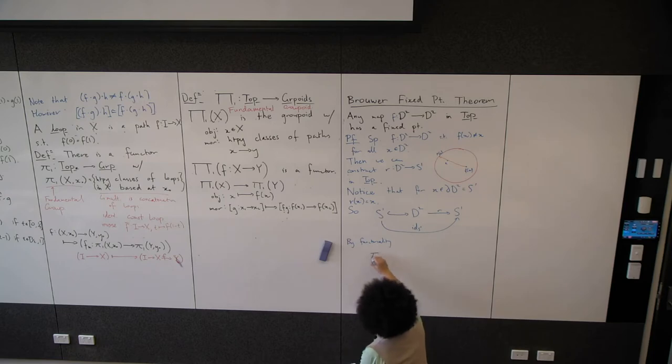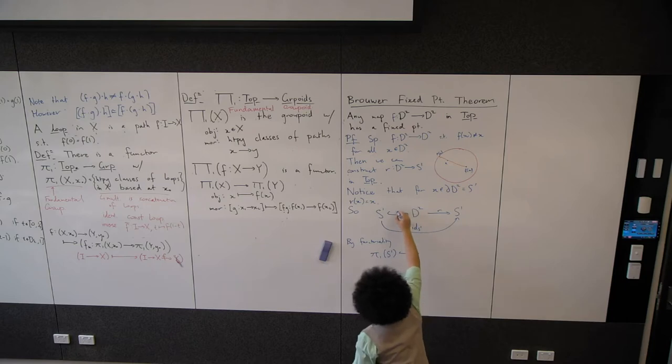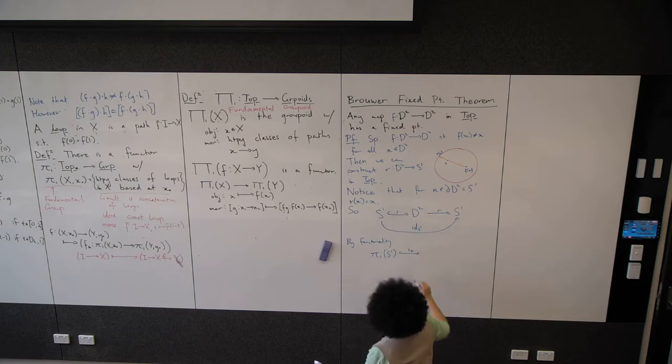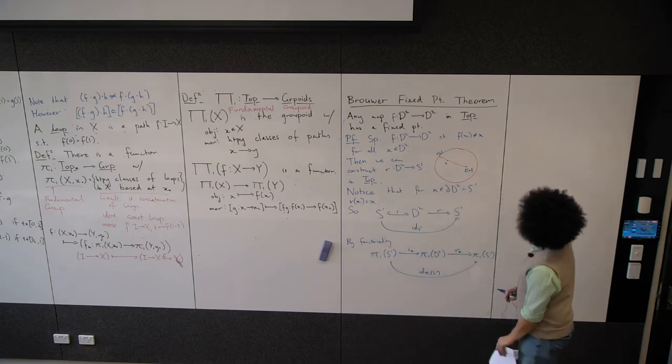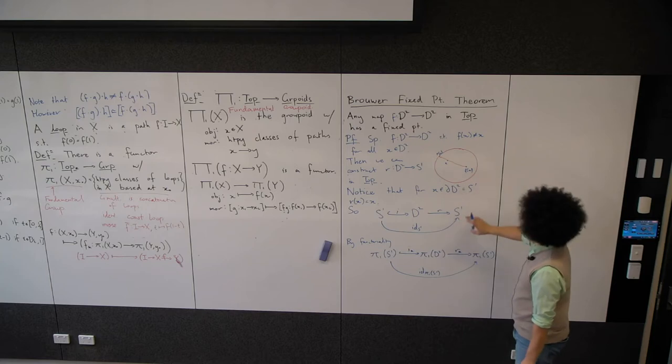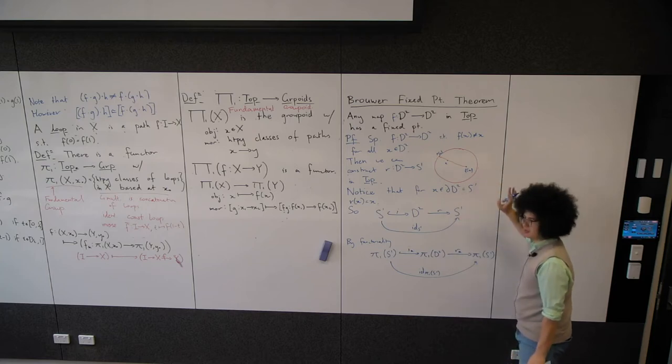that means that pi 1 of S1, so we'll call this I, we have some I lower star. This goes to pi 1 of D2, which goes via R star to pi 1 of S1. All right, well, the identity is preserved under functoriality, so this is the identity on pi 1 of S1. I sort of left off that this should be in pointed topological spaces. We just have the base points in the same spot.